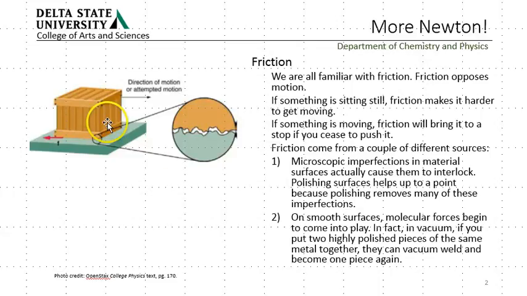Now, if you push on this and you get it moving, you can imagine that instead of interlocking, the top part is sort of bumping along on top of the bottom part. So there's still friction because you're still hitting it and you're still having to go over obstacles, but it's not as bad as the static friction, right? So we have two kinds of friction that we talk about: static friction, friction that happens when you're sitting still, and kinetic friction, friction that happens when you're in motion.